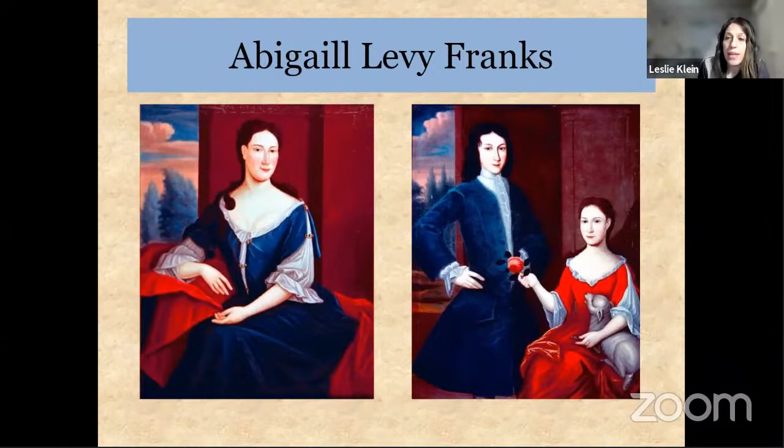So Abigail Levy Franks was born in London in 1696 into a prominent Jewish family. She and her family settled in the colonies in 1703. She married Jacob Franks, who was a wealthy Jewish merchant, and she died in New York in 1756. So looking at these portraits, we can learn a lot about her.